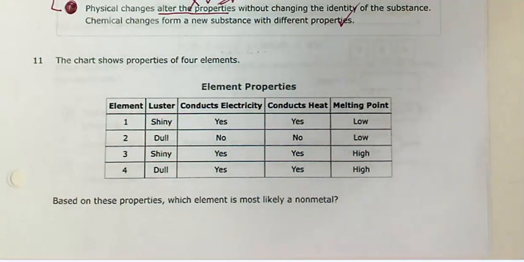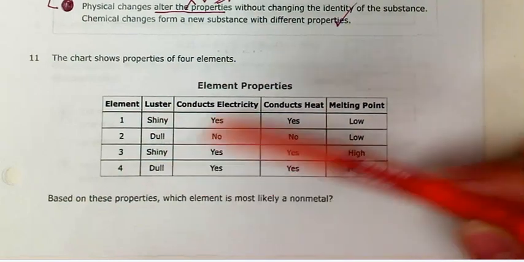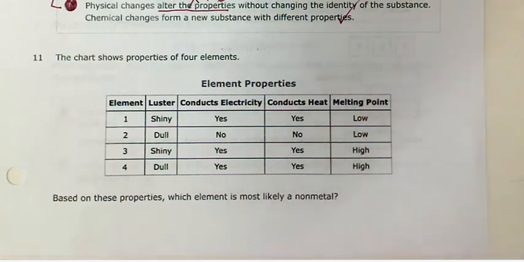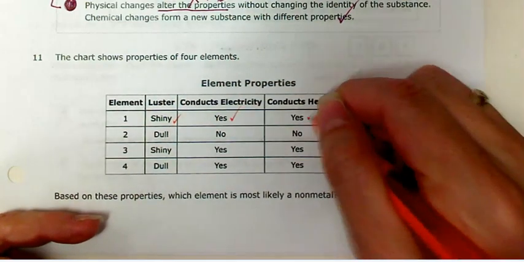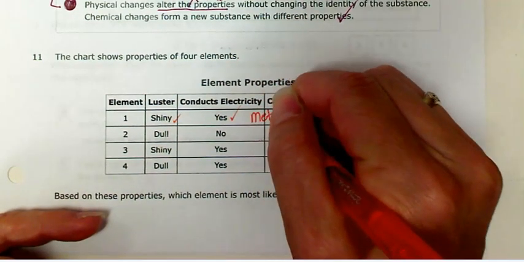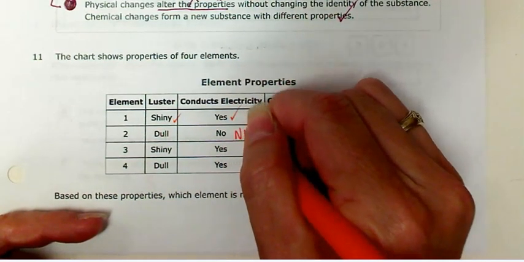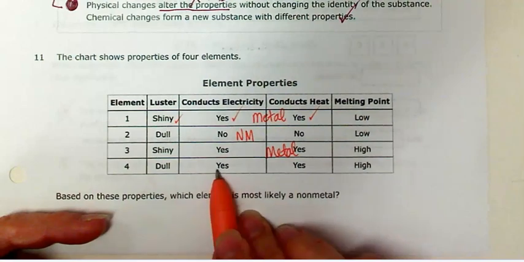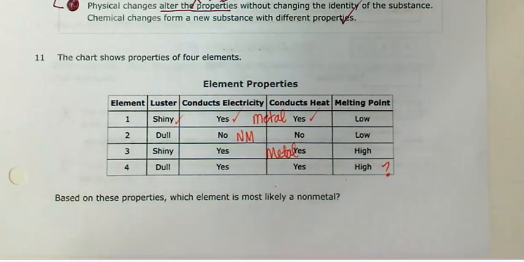Okay, our next question is number 11. The chart shows properties of 4 elements. Element 1, 2, 3, 4. Luster, shiny or dull, conducts electricity, conducts heat, melting point. Okay. Usually if it's shiny and conducts electricity and conducts heat, that's probably a metal you're looking at. Dull and doesn't, it's probably a nonmetal. Probably a metal. Dull, yes, yes, high. Might be a metalloid, who knows?